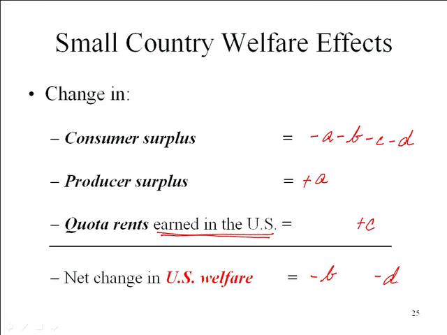Okay. Now, the second thing that the government could do is suppose the government auctions the import licenses off. Then the quota rents are actually earned by the government. So in this case, an import quota that reduces imports by exactly the same amount as a tariff would will generate exactly the same revenue to the government. The tariff revenue and the quota rents that go to the government will be exactly the same size.